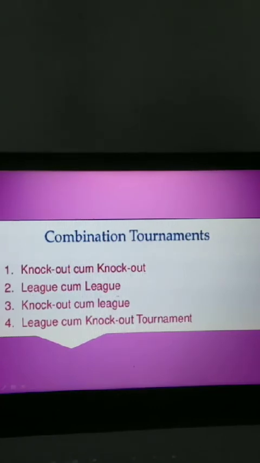Second is league come league, in which all the rounds are played with the league method. Knockout come league, in which the initial rounds are played with the knockout method and then the league method. League come knockout, in which first some of the rounds are played with the league method, then the knockout method. So, combination type tournament is here.